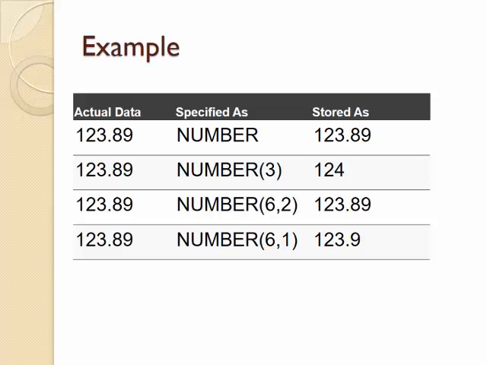digits. And if you are using the number as number 6, 2, then the total field length will be 6 bytes or 6 bits, in which 4 bits will be reserved for the integer part and 2 bits will be reserved for the decimal part.